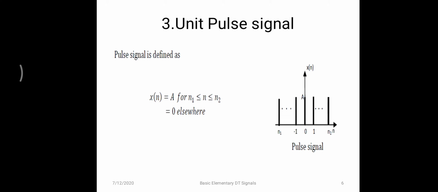Third one, unit pulse signal. In the previous lecture, unit pulse is expressed from minus 1 by 2 to plus 1 by 2. Since it is a continuous time signal, for the entire interval we consider the curve. But in the case of discrete time signal, x of n is equal to a. Here simply go with ordinary pulse signal, where a represents any amplitude for the interval n1 to n2. For example, signal may exist from minus 5 to plus 5, or minus 3 to plus 3, or minus 10 to plus 10. This type of signals are called unit pulse signal.